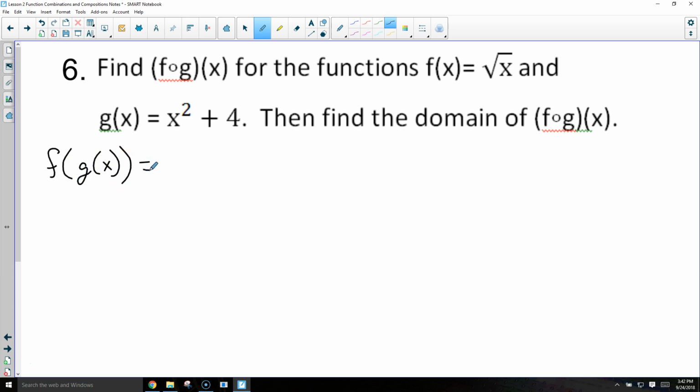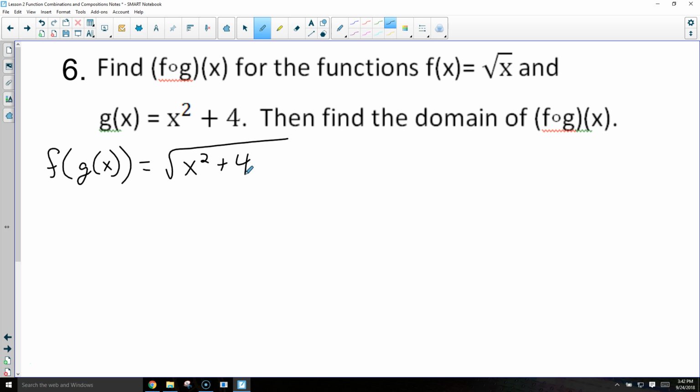So I'm going to take my f function, which is the square root of x, and I'm going to replace x with x squared plus 4. So that is my answer for f of g of x. There's no simplifying I can do because x squared plus 4 is not factorable. There's no factors of 4 that add up to be 0.